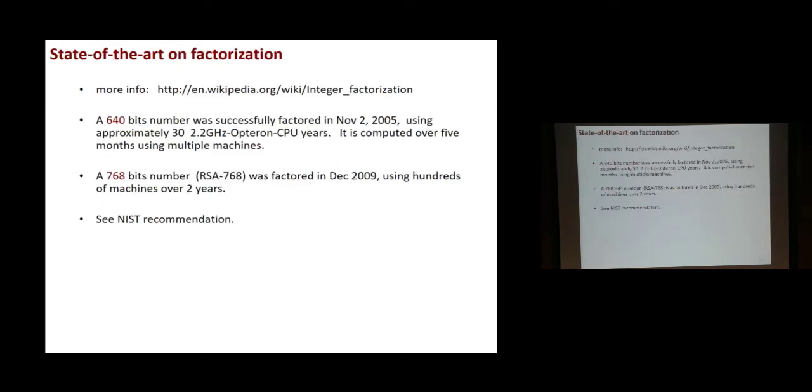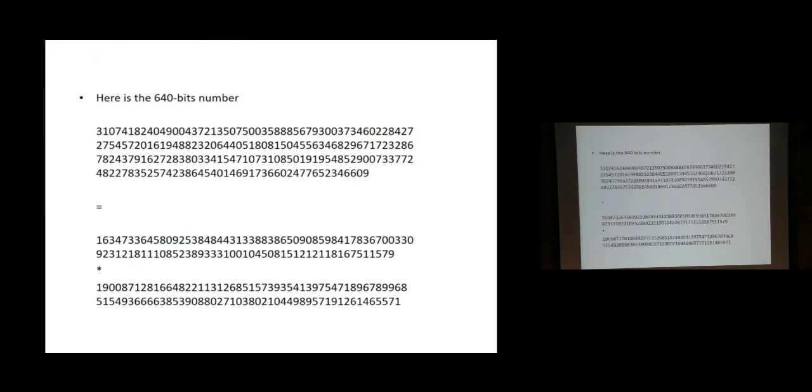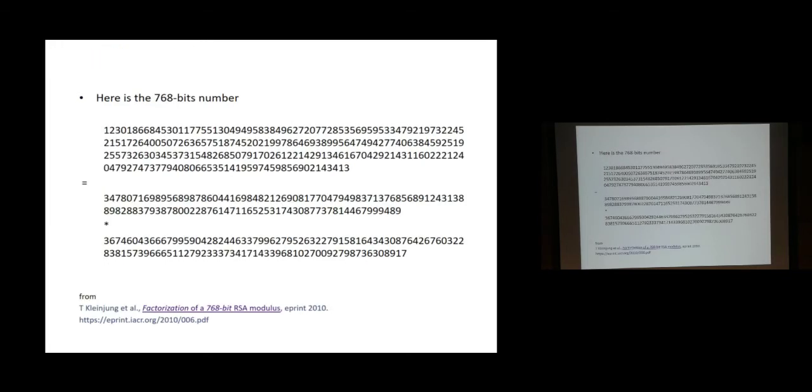Still on factorization, how fast can we factorize? There are some algorithms to do it, and right now we could factorize a 700-bit number in 2009. So that's why the security needs to be 1,000 bits or 2,000 bits.